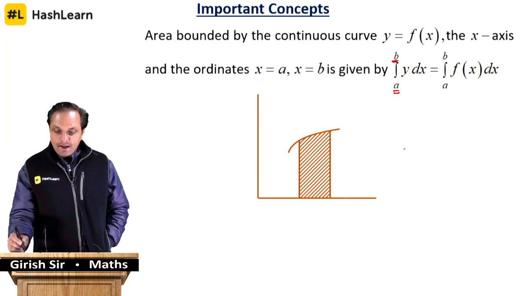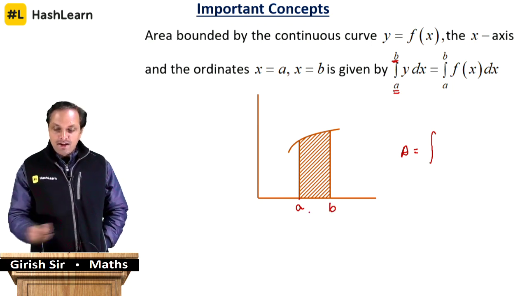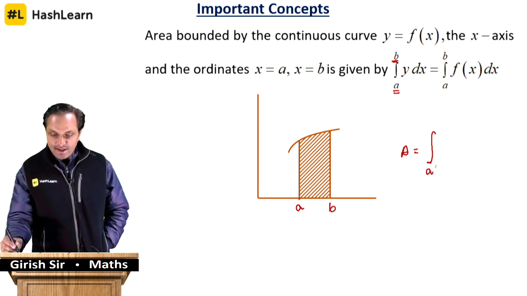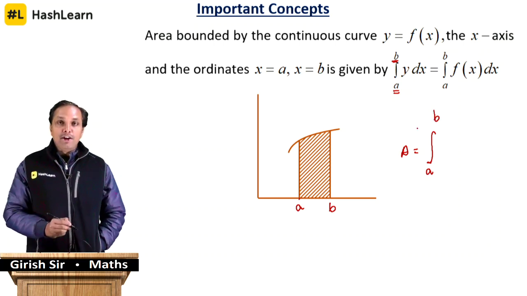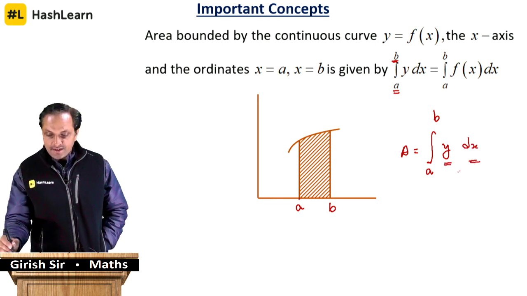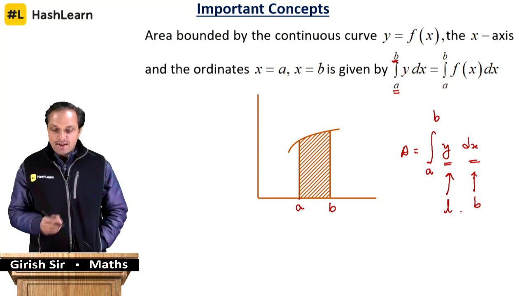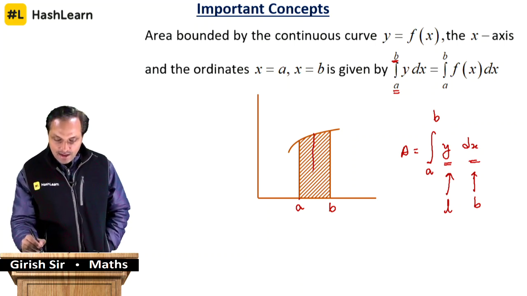So here area is nothing but integration. If this is your starting point A and this is your end point B, we say that the starting limit is A, the ending limit is B, A to B, y dx. What is this y and what is this dx? This y is length and this one is breadth, length into breadth. y is length, dx is breadth. How can you say that as length?